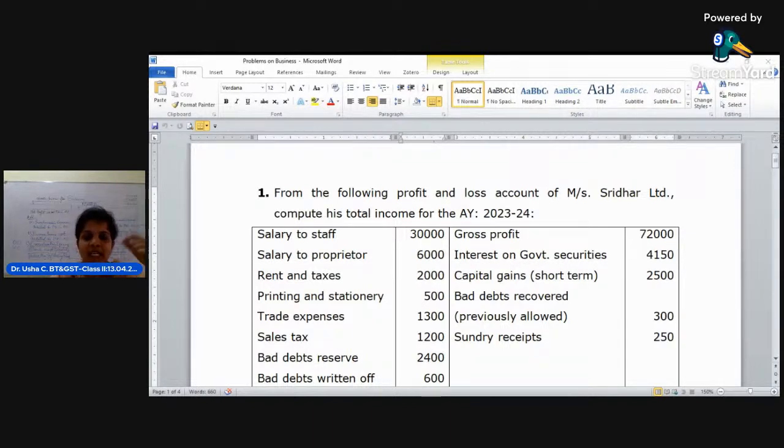So while looking into the profit and loss account, in case of the debit side, what we should identify is what are all the expenditures which are debited. Expenditure debited, whether it is admissible or inadmissible, that we have to check. So first one is salary to staff. Salary to staff is an admissible expense.